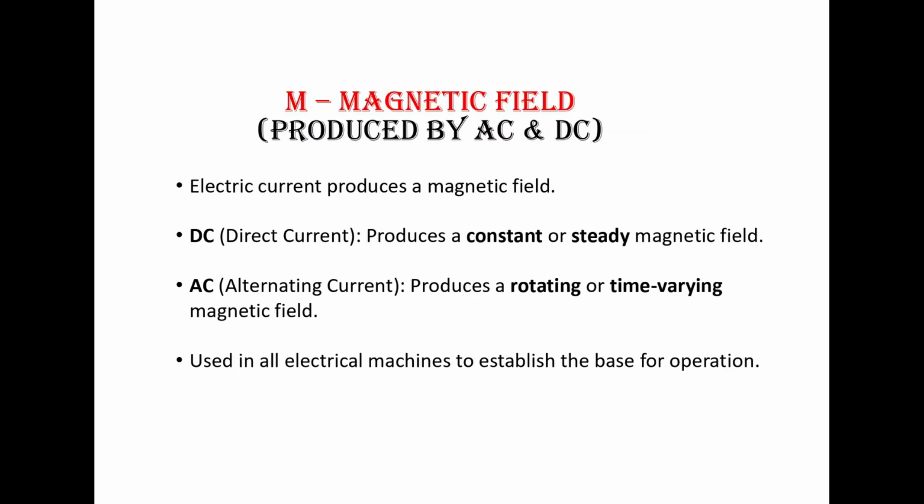Let's start with M. M stands for magnetic field. The most basic concept is that an electric current produces a magnetic field. This is the absolute foundation for how all these devices operate. Now, this magnetic field can be created in two ways. First one is using direct current, DC. DC creates a constant and unchanging magnetic field. The second one is using alternating current, AC. Since AC keeps changing directions, it produces a time varying or rotating magnetic field.